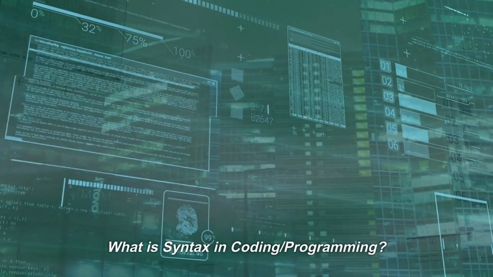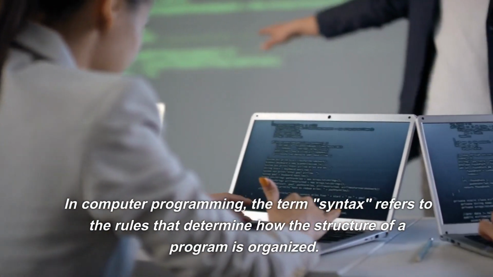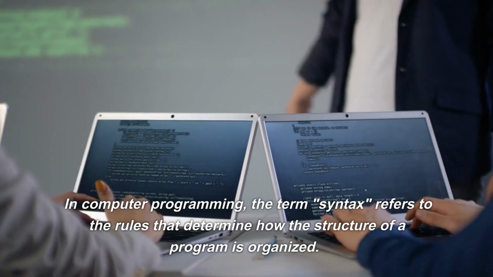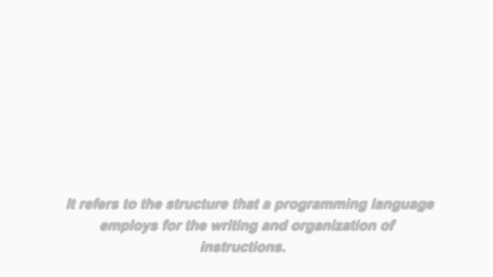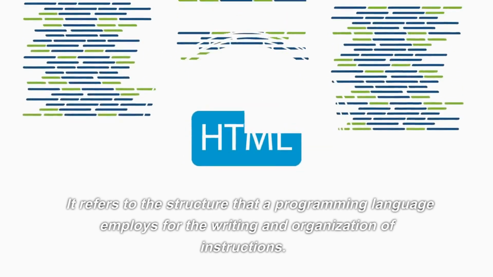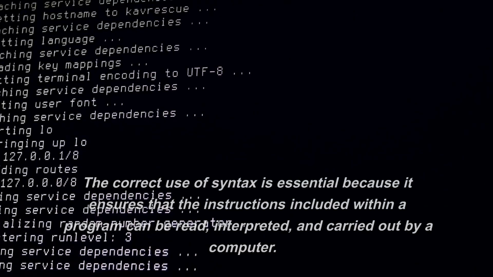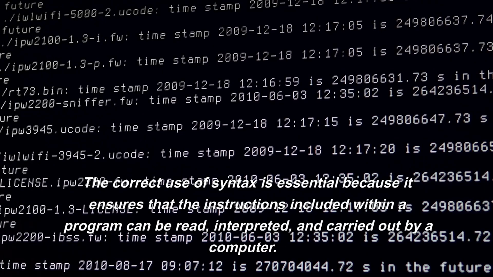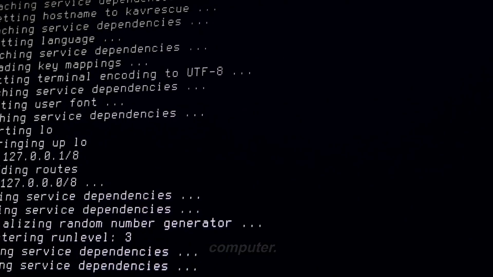What is syntax in coding or programming? In computer programming, the term syntax refers to the rules that determine how the structure of a program is organized. It refers to the structure that a programming language employs for the writing and organization of instructions. The correct use of syntax is essential because it ensures that the instructions included within a program can be read, interpreted, and carried out by a computer.